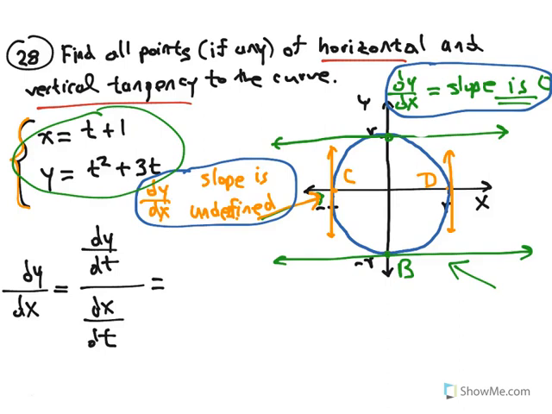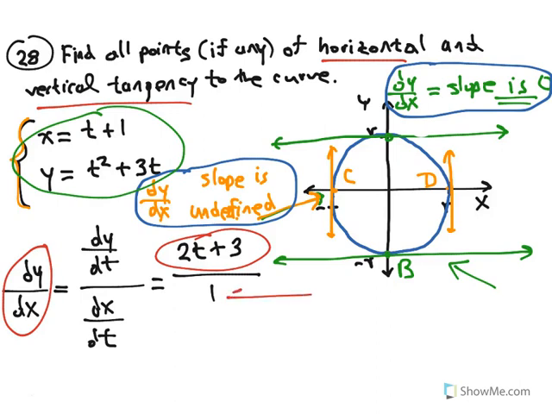So now you find dy/dt for number 28. That's easy to do. It is going to be 2t plus 3, and you find dx/dt for number 28. That is also easy to do. It's just going to be 1. So what are the t values that would make the numerator equal to 0? If the numerator is equal to 0, the fraction will be equal to 0 as long as the denominator is not equal to 0. And of course, in this particular case, the denominator is always 1.